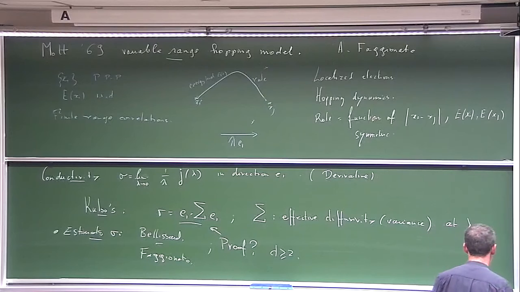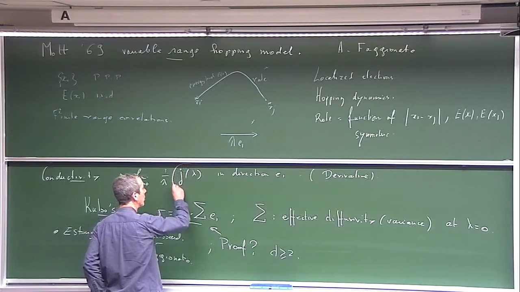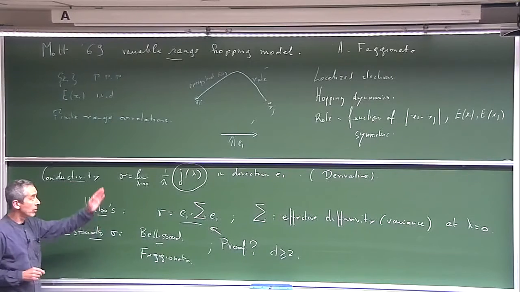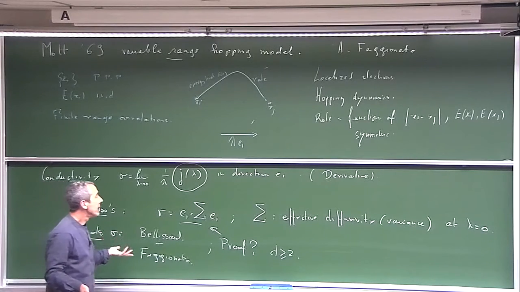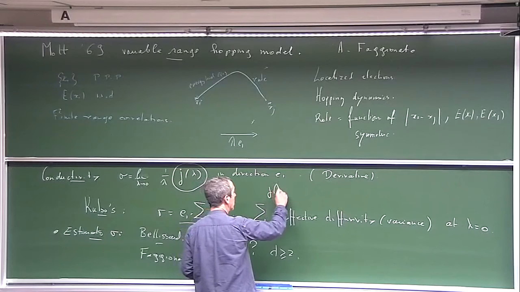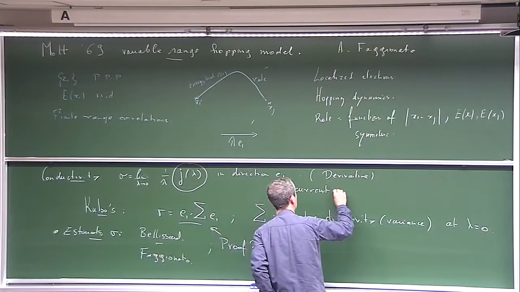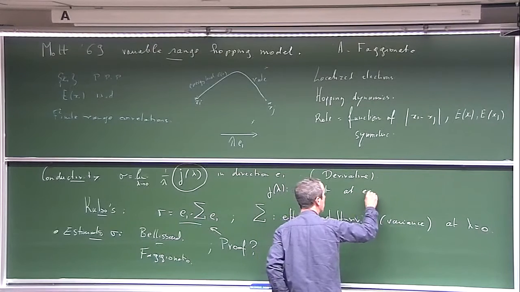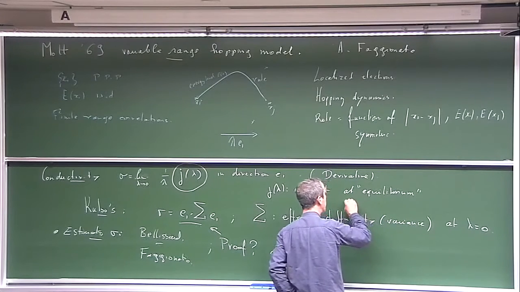Okay. Now, one more remark. I said the conductivity is an interesting physical quantity. Now, when we measure the conductivity, we have to measure the electric current induced by the force lambda, and this G of lambda should be measured in a steady state. So G of lambda is the current of electrons flowing in that direction, at equilibrium, or, let's say, in a steady state.